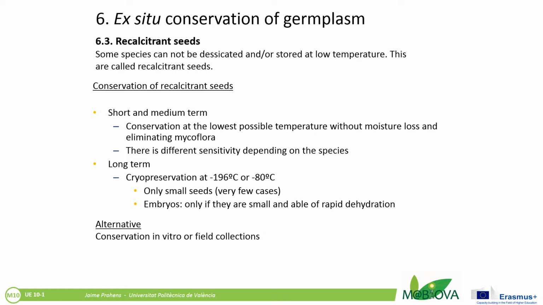The long-term conservation can be done through cryopreservation at minus 196 degrees centigrade or at minus 80 degrees centigrade, but this can be done only with small seeds and in very few cases. Long-term conservation of embryos by cryopreservation is also possible, only if they are small and able to tolerate rapid dehydration. An alternative to seed or embryo conservation is making in vitro conservation or conservation in field collections.